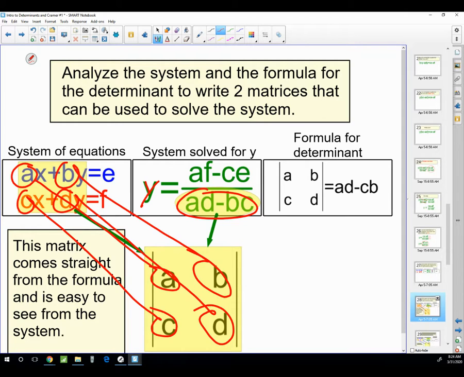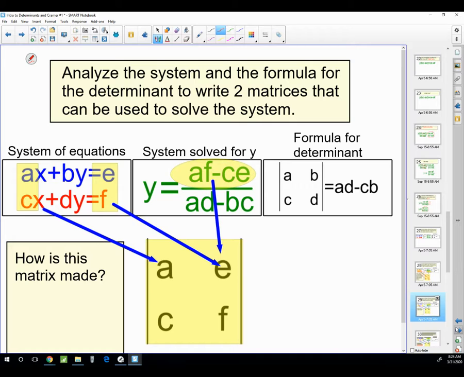And you can play the same game for the numerator. Let's do that quickly. This is the numerator that if you tried to pick out, it's AF minus CE. So A and F have to be on that diagonal, and C and E have to be on this diagonal. Then looked at and compared it to the system of equations, well, the A is here, the C is there, and the E and F are used in these positions.